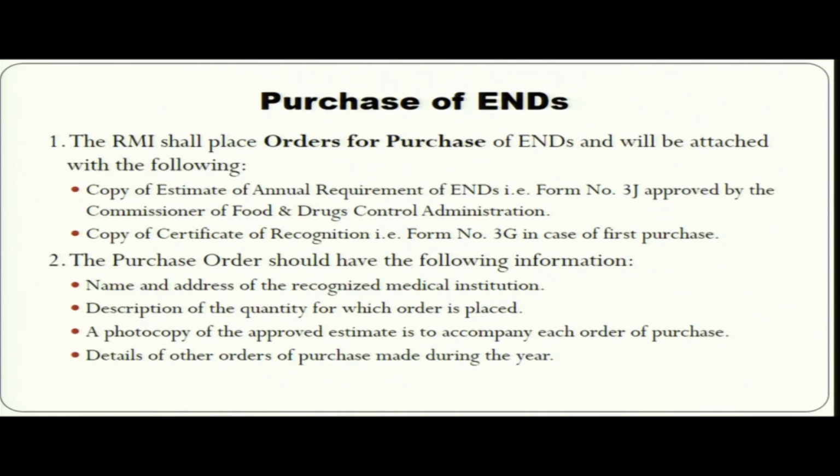Purchase of NDPS. The RMI shall place orders for purchase of NDPS and will attach the following: copy of estimate of annual requirement of NDPS, that is form number 3J, approved by the Commissioner of Food and Drugs Control Administration; copy of certificate of recognition in form number 3G in case of first purchase. The purchase order shall have the following information: name and address of the recognized medical institution, description of the quantity for which order is placed. A photocopy of the approved estimate is to accompany each order of the purchase. Details of other orders of purchase made during the year.